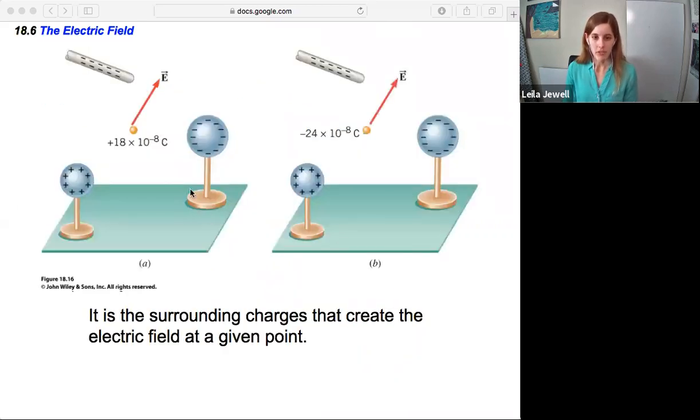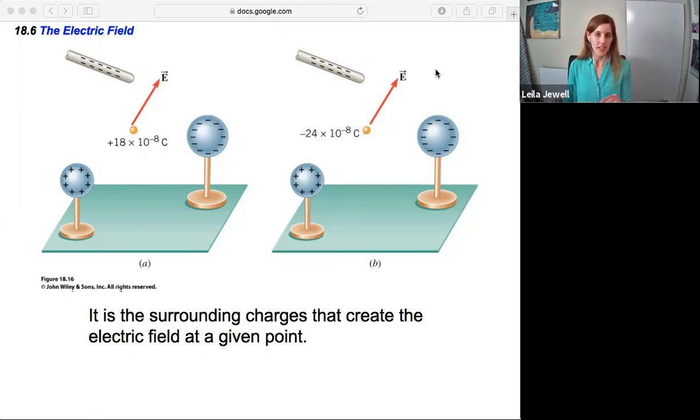All right, so we have the electric field right here. There's a positive 18 times 10 to the negative 8 coulombs. And notice here, it's a negative charge, negative 24 times 10 to the minus 8 coulombs. But in both cases, the electric field is pointing up and to the right. Why is it pointing up and to the right in both cases?